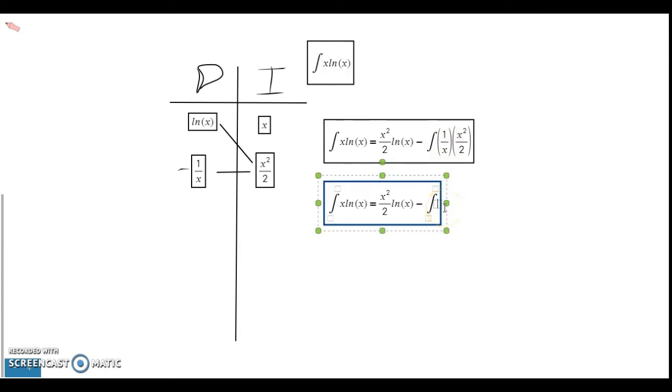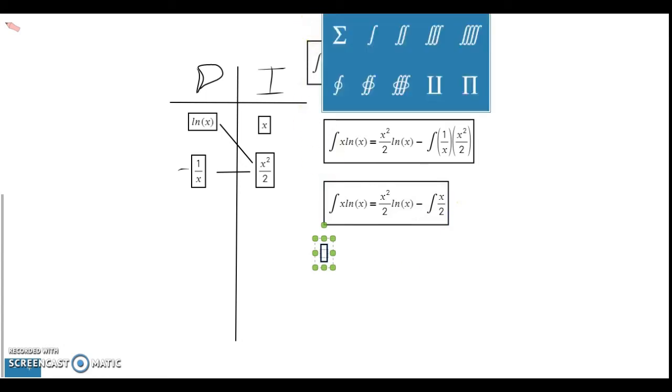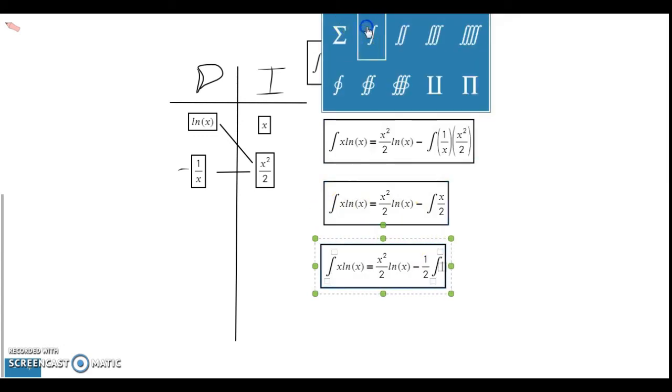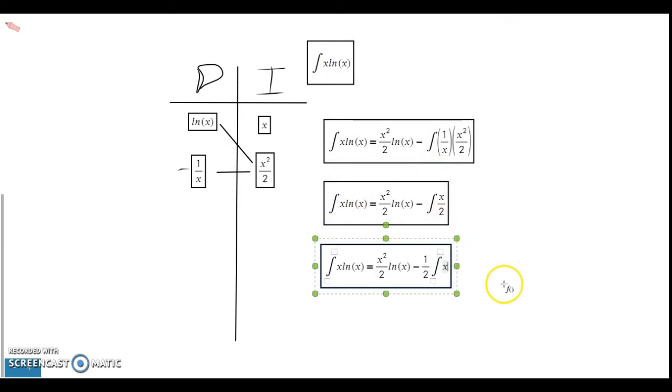So, since there's an x on the bottom and the top, we can simplify this to just x divided by 2. And since there's 1/2, we can move that out of the integral. Right, using our methods like before, we can put 1/2 integral of x. Alright, so now at this point we just solve for the indefinite integral of x, which is going to be the x squared divided by 2.